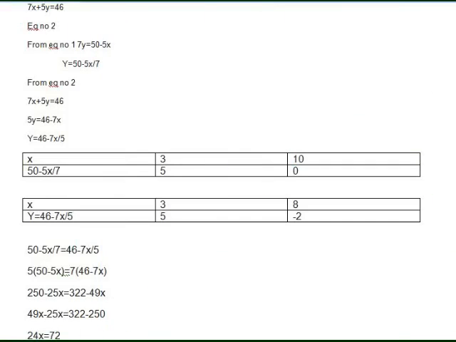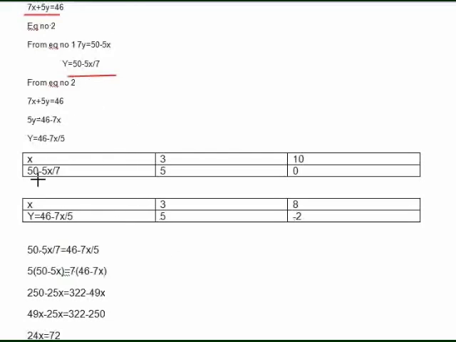In equation number 2, 7x plus 5y is equal to 46. We have to find out the value of y in terms of x. So y is equal to 50 minus 5x divided by 7. After this, we will draw two separate tables for two separate equations.